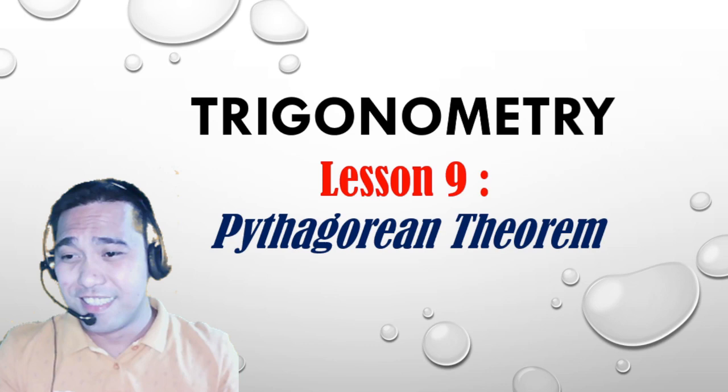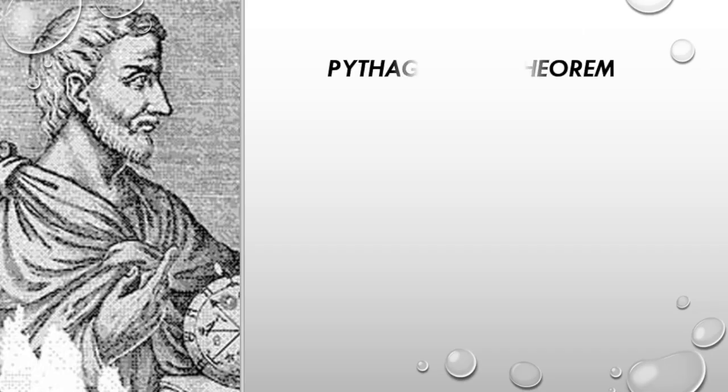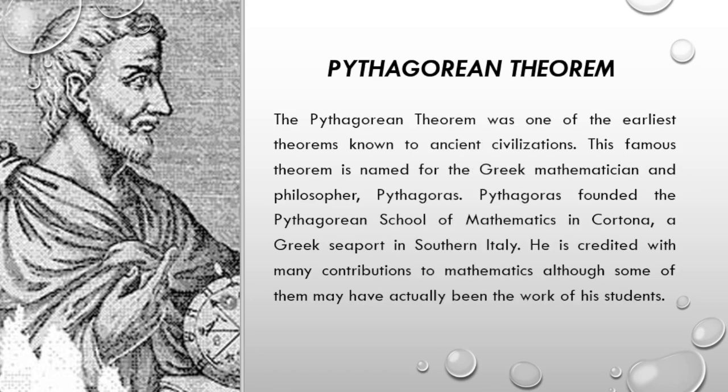This video lesson will discuss how to solve a right triangle using the Pythagorean Theorem. The Pythagorean Theorem was one of the earliest theorems known to ancient civilizations. This famous theorem is named for the Greek mathematician and philosopher Pythagoras. Pythagoras founded the Pythagorean school of mathematics in Cortona, a Greek seaport in southern Italy. He is credited with many contributions to mathematics, although some of them may have actually been the work of his students.